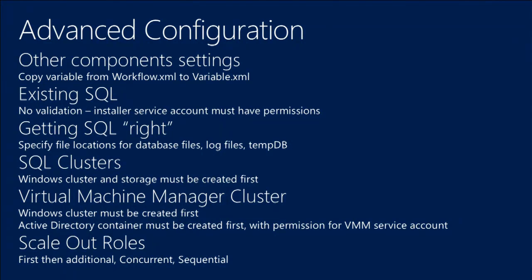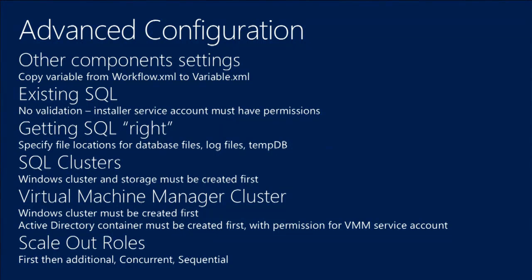And then scale-out roles. Every other component you make highly available or scale out by installing multiple instances of that component. So Operations Manager, you have multiple management servers. Orchestrator, you have multiple runbook servers. There's 3 different ways those things get installed. They either get installed as the first one and then additional instances of that role, or they get installed all concurrently, or they have to be installed sequentially. Operations Manager is a really good example of first, then additional. The first management server you install creates the database for you. Every other management server you install, you just tell it to use that database.